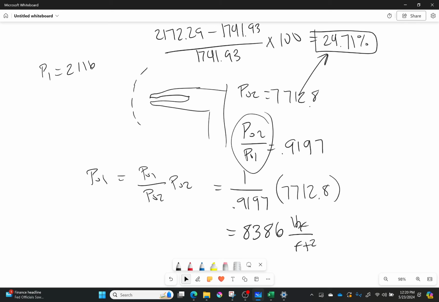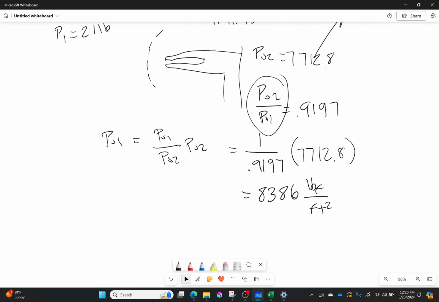So let's go back to our equation for velocity and calculate it. Once again, this is Bernoulli's, but now with a corrected stagnation pressure. So I'll have 2 times 8,386 minus 2,116. That was the static pressure right there. That's the stagnation pressure I corrected. All over the density, which is, let's see, 0.00238 slugs per foot cubed.